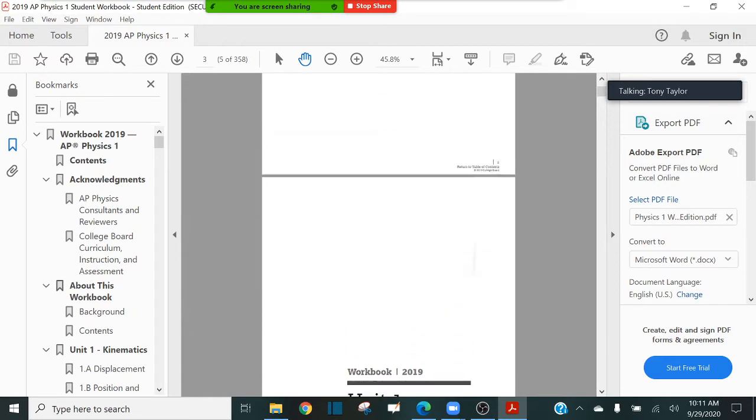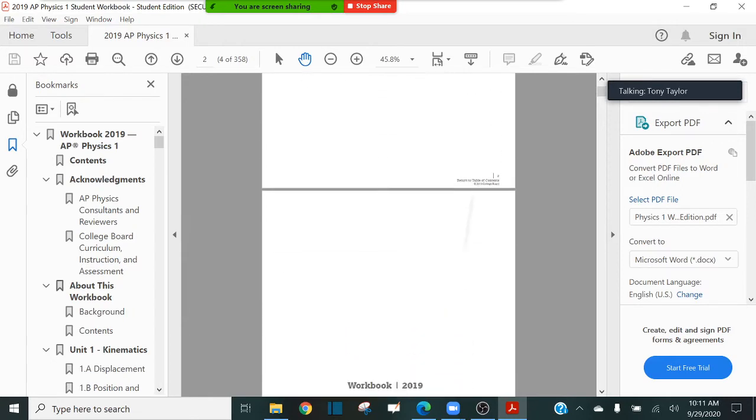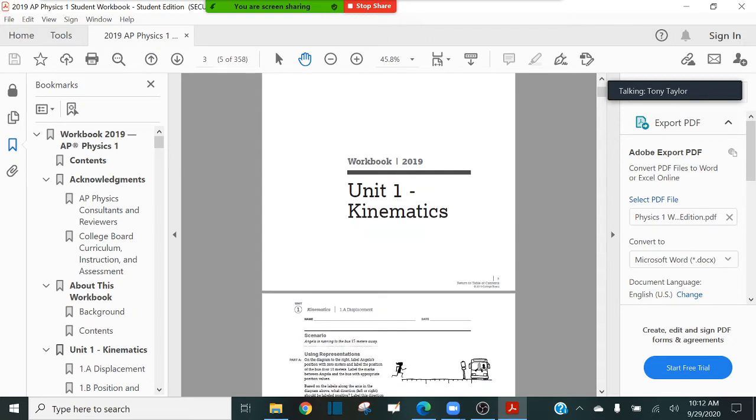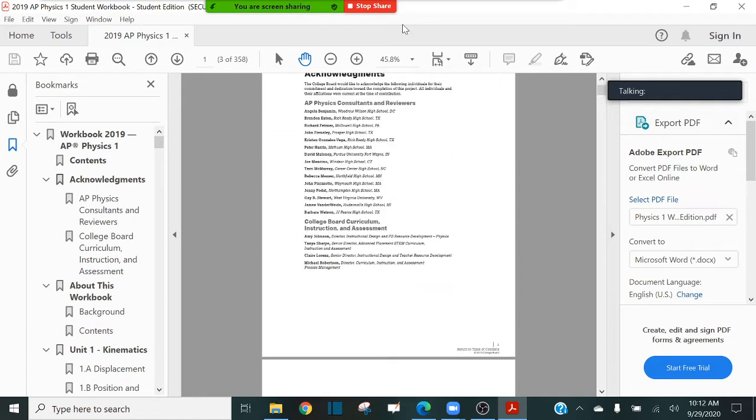And obviously, this is important because, again, like I said, these are the people who make the exam. So by going through this workbook, we are getting an understanding of how the people at the College Board want you to answer certain questions. Because remember that the AP exam is both multiple choice and free response. So we are still in the first unit, kinematics, which basically just deals with mathematical motion. So those are the three assignments that we're going to work on today.